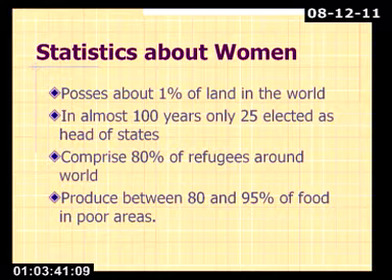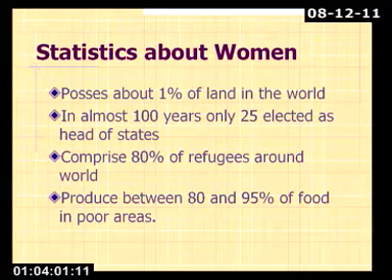Now, before we begin the deep discussion, let us look at the statistics about women, why they were ignored and what their contribution is. They possess about 1% of land in the world, which is very minuscule. So we can look at the status of their economic empowerment. If we look at the political achievements, in almost 100 years, only 25 women have been elected as heads of state. If we look at the suffering aspect, women comprise 80% of refugees around the world. And if we look at their economic and productive contribution, they produce between 80 to 95% of food in poor areas. So looking at the statistics, we can see that women have contributed, but they have been denied the fruits of the contribution.